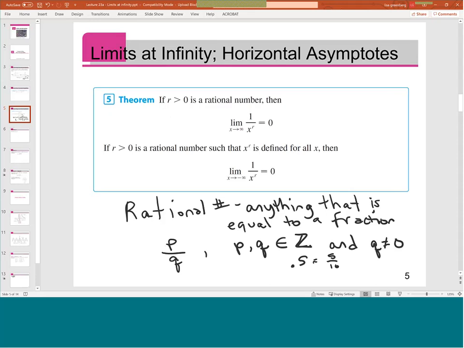Things that are not rational numbers are values like pi, because pi doesn't equal any fraction, right? e is also an irrational number. It cannot be turned into a fraction. Is that clear? Yes. Okay, good. Who can tell me what a rational function is now?